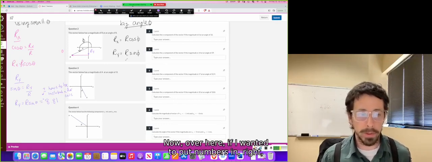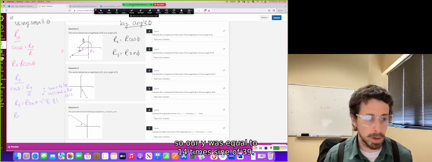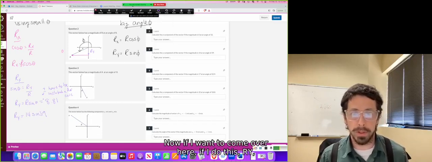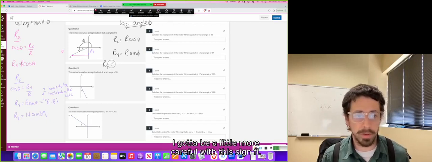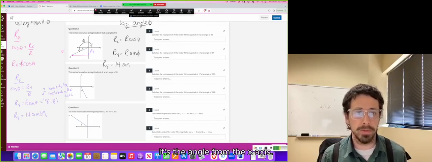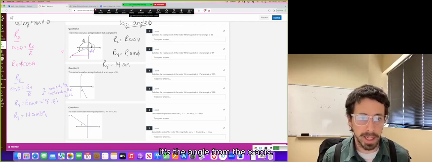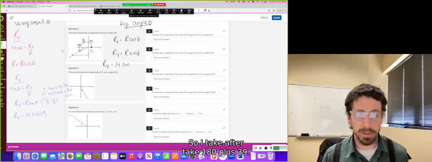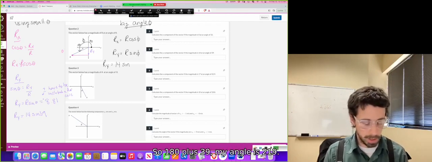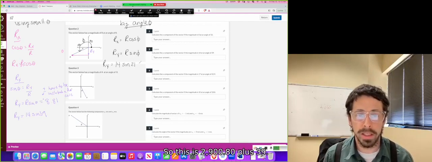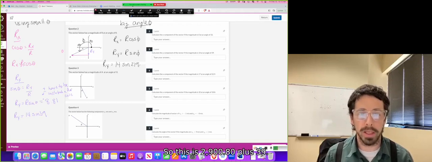Now over here, if I wanted to put numbers in, ry was equal to 14 times sine of 39. Okay, now if I do this ry, I got to be a little more careful with this sine phi. I get 14 times sine. It's the angle from the x-axis. So this is 90. This is 180. So I have to take 180 plus 39. My angle is 219. So this is 219, 180 plus 39.